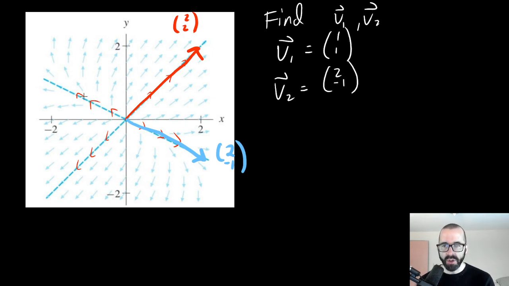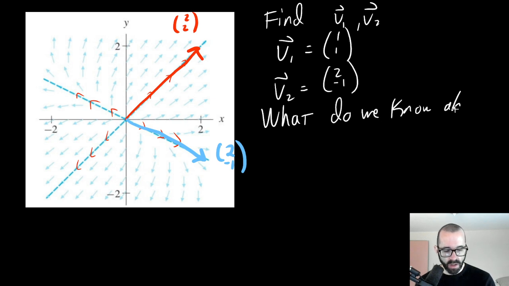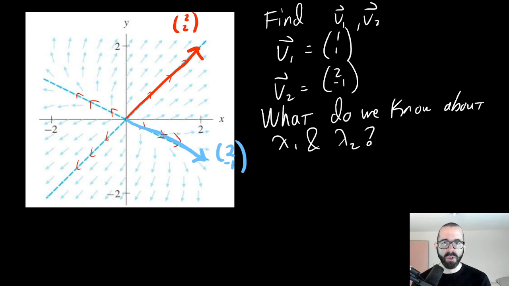Even if the direction field were pointing inward, our vectors would not change. The lambda would change, but the vectors wouldn't, which leads to my follow-up question: what do we know about lambda 1 and lambda 2? Remember, if lambda is positive, that tells us something; if lambda is negative, that tells us something else. Notice along both of these lines we're getting pushed away from the origin.